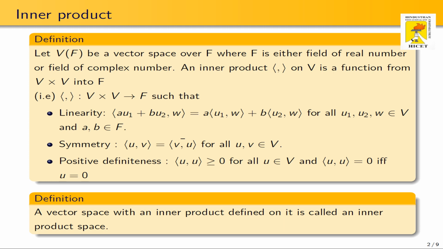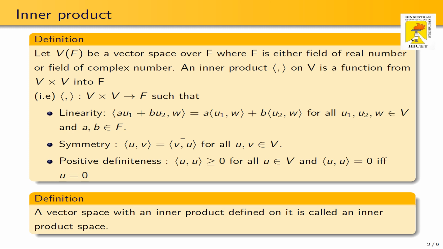Next, symmetry. It's nothing but inner product of u comma v equal to inner product of v comma u, the whole bar, conjugate. Conjugate means it's a complex conjugate. That means change the imaginary part sign.